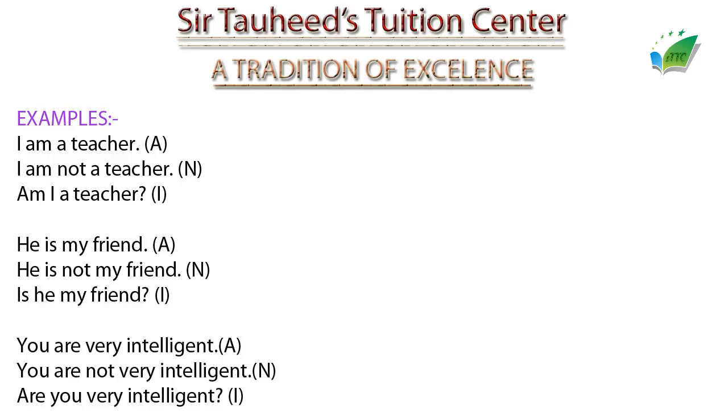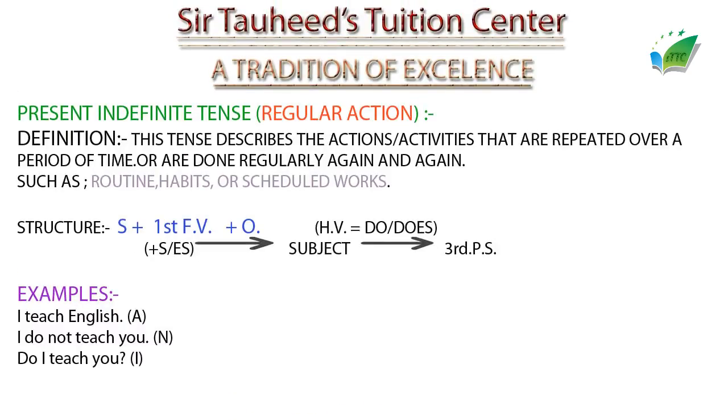If we want to create a negative sentence, we can just put not after are. So the sentence will become you are not very intelligent. To create its interrogative, are is to be put before you, and the sentence will become like this: are you very intelligent? And put question mark at the end. This is the interrogative sentence of present indefinite for state of being. Moving forward to present indefinite tense for regular action.